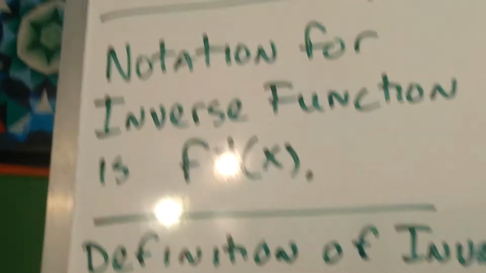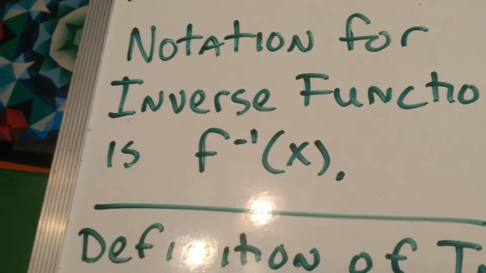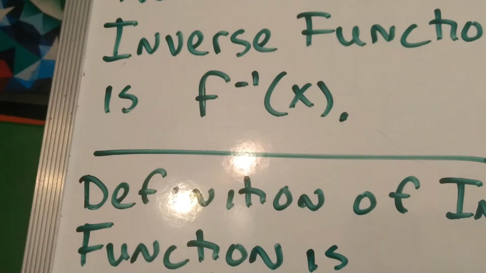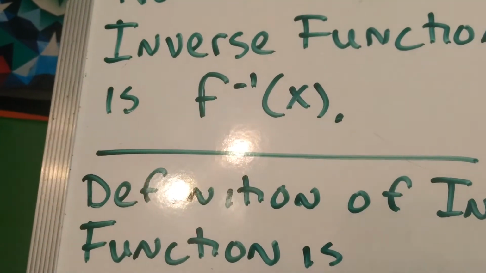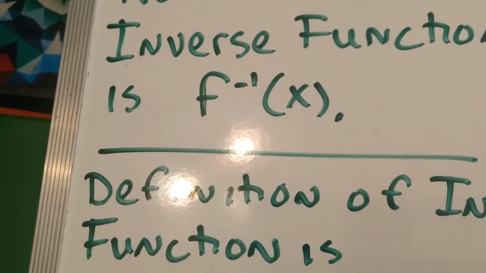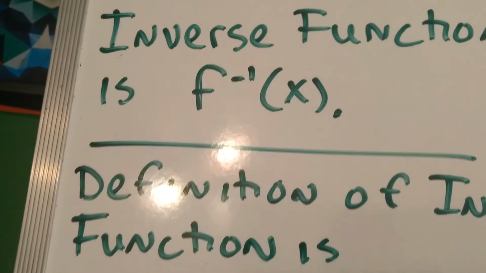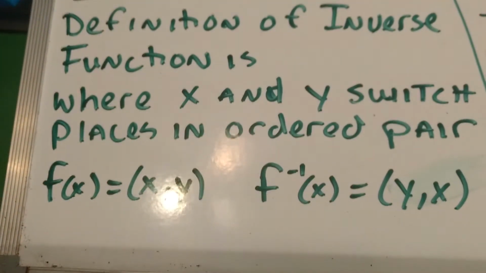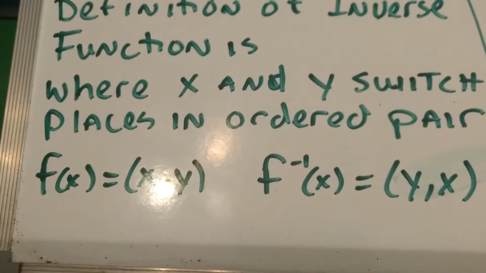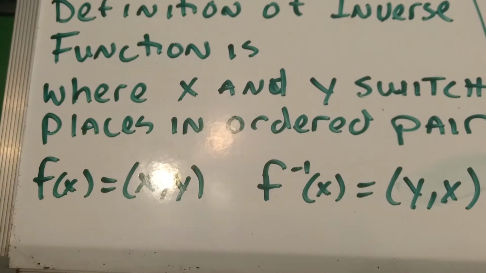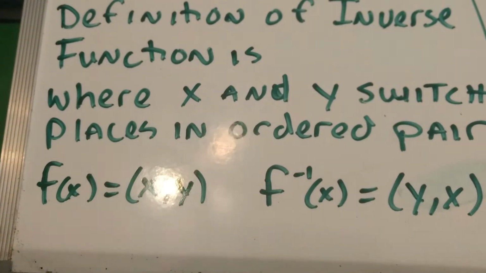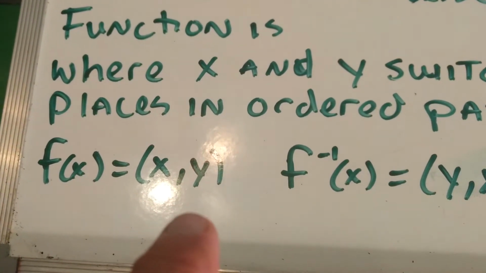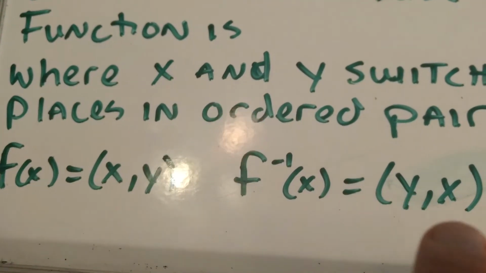The notation for inverse functions is just by putting this little -1 up there. So it's considered f of -1, the inverse of f of x. Definition of an inverse function is where the x's and the y's switch places in ordered pairs. So if my function is x comma y, my inverse will be y comma x.